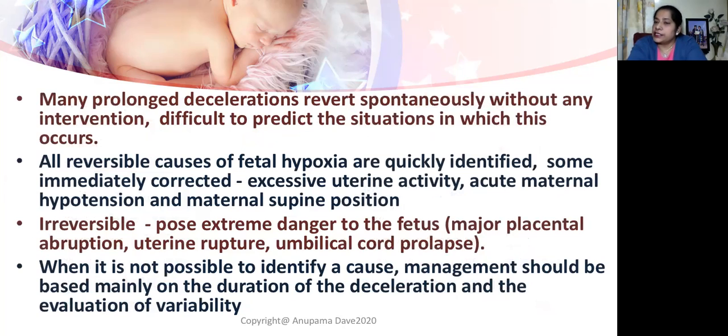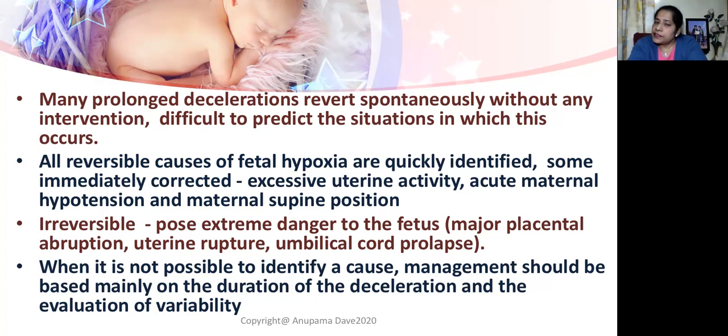Many prolonged decelerations, as I had told you earlier, revert spontaneously without any intervention, and so it is difficult to predict in which situation it would occur. All reversible causes of fetal hypoxia should be quickly identified, some immediately corrected, like if there's excessive uterine activity, stop uterotonics or give uterine relaxants. If there's acute hypotension and that too in supine position, then lateral decubitus position would be of help.